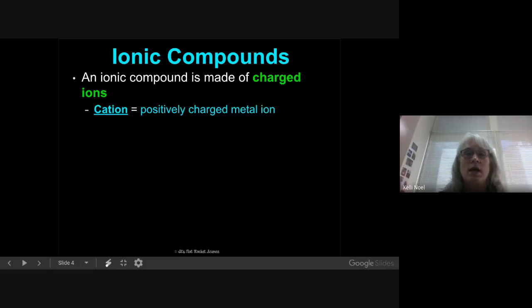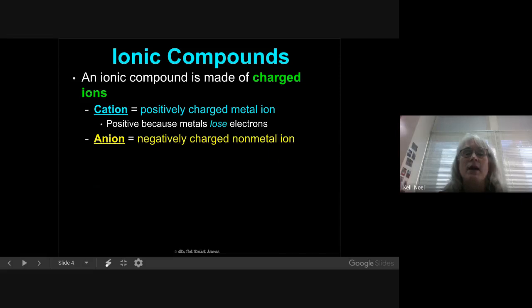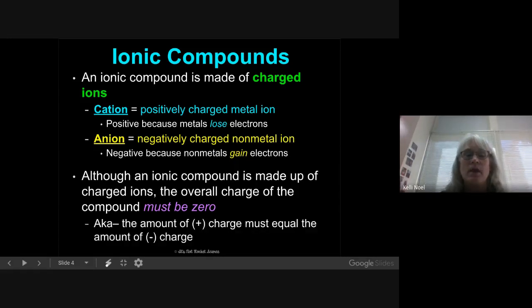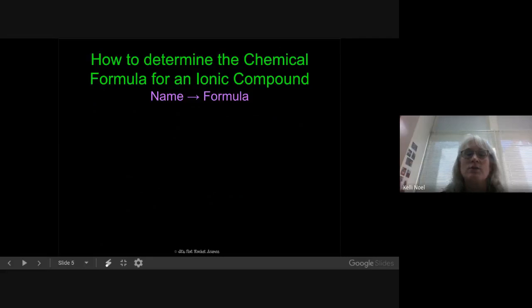Remember, charged ions: a cation is positively charged. They're going to be the metal ion. They're going to lose electrons. The anion is negatively charged, a nonmetal ion. They're negative because they're going to gain electrons. So although an ionic compound is made up of charged ions, they have to have an overall charge of 0. So the negative and the positive charges have to equal so that they have a charge of 0. So positives and negatives, remember, in the same amount, pretty much cancel each other out.